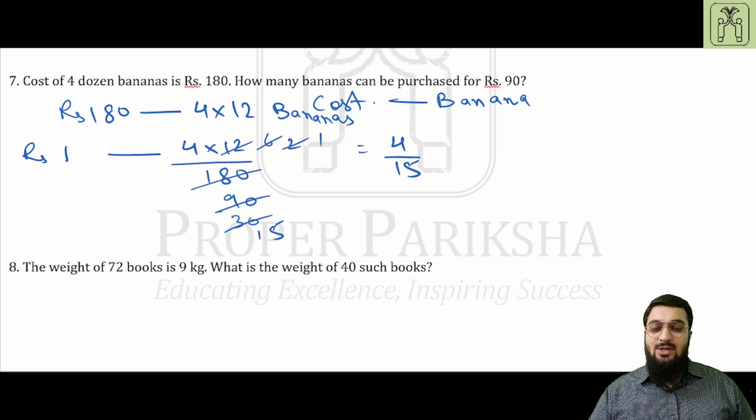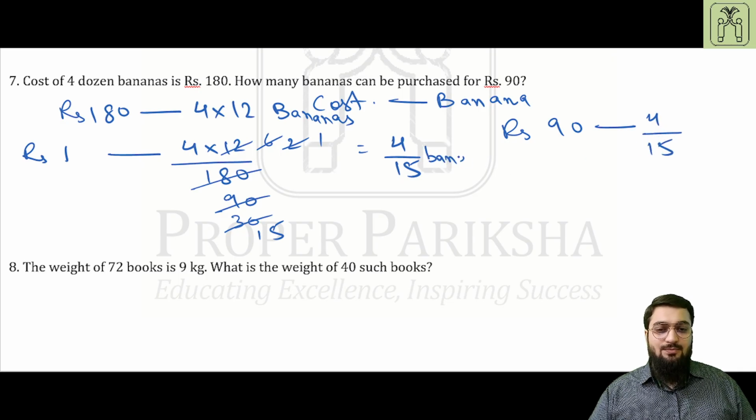After that we will multiply both the sides by rupees 90, and the answer will be rupees 90 gives us 4 upon 15 bananas into 90. So 15 or 9 going into 90 will be 2s are 30 and 3 times 30 is 90.